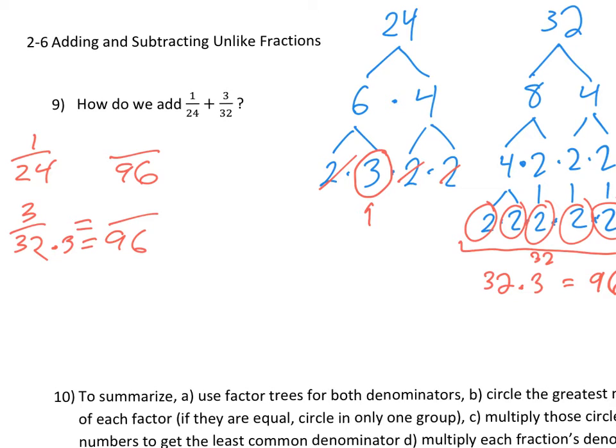32 times 3 equals 96, which means I have to do the same thing to the numerator, 32 times 3, and that gives me 9 out of 96. What do I have to do to get 24 to 96?